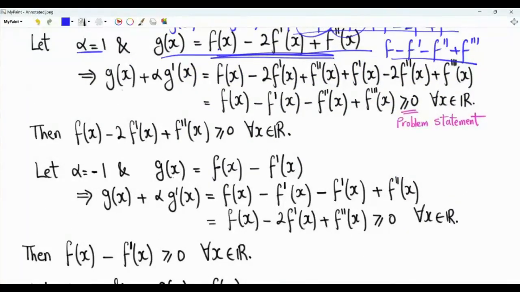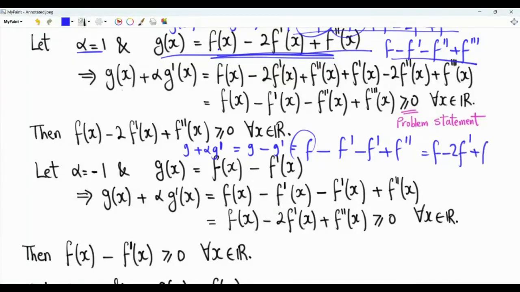Let's now define g of x to be f minus f prime. G of x plus alpha g prime of x, when alpha is minus 1, this is g minus g prime. This is f minus f prime minus the derivative of this, which is f prime, and then plus f double prime. This is f of x minus 2 f prime of x plus f double prime of x. This is g plus alpha g prime.